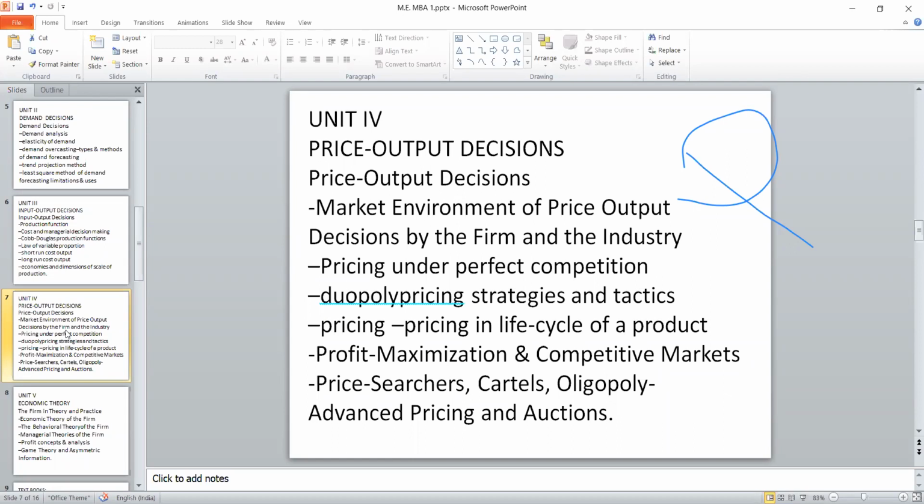And we should know how to maximize the profit. For that, we have to study the equilibrium conditions, and we should know who the price searchers and price takers are. And we have the oligopoly market as the kinked demand curve model, that is price rigidity, and how to explain it. For that, we have a new concept called the kinked demand curve. And to some extent, advanced pricing and auctions will also be studied in this unit. So as far as this fourth unit is concerned, we are studying market structure, product life cycle, and different types of market sectors for price and output determination.